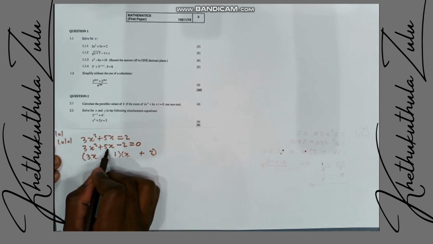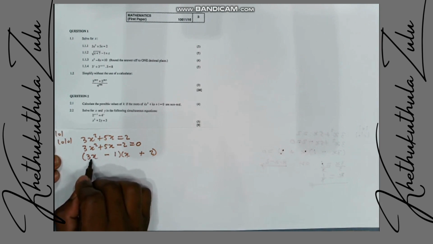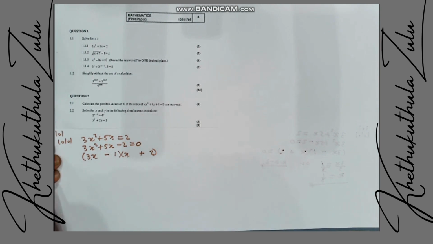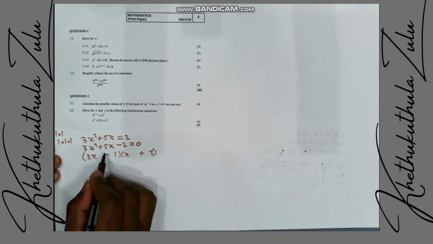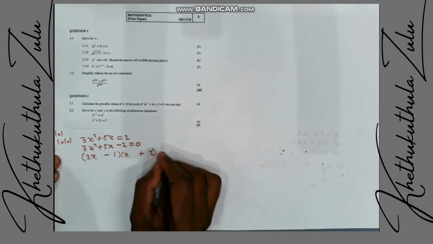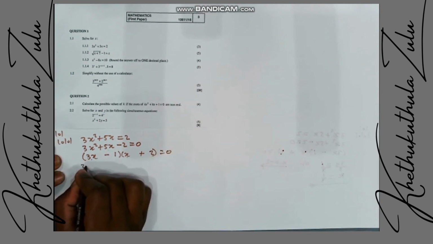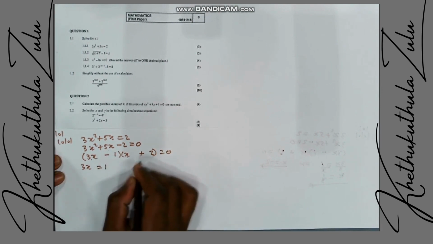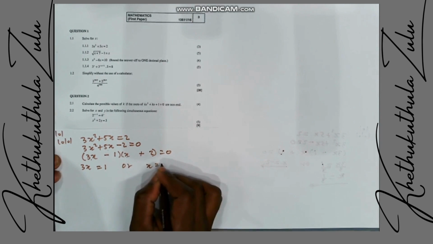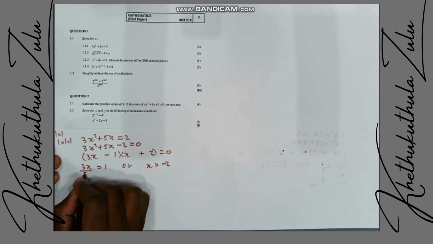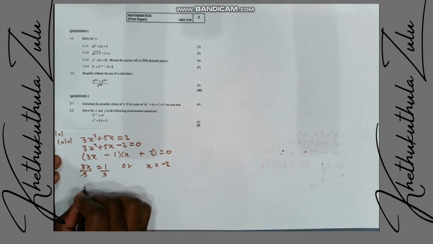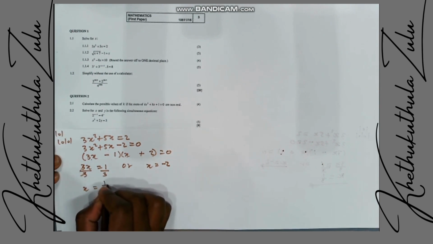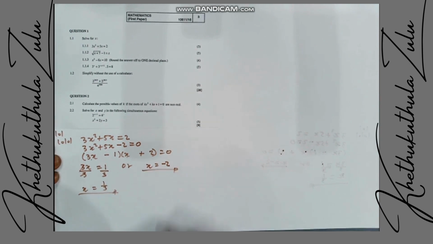Now I need to get this positive 5. How am I going to get this positive 5? When I multiply this and this, it gives me 6x, which is positive 6x, and then this and this give me negative 1x. And then 6x minus 1x is positive 5x. That's how I get this. And then it's equal to 0. Solving now, 3x minus 1 is equal to 0, or x plus 2 is equal to 0, so x is equal to negative 2. Here, still solve for x, divide by 3, divide by 3, x cancels x, and x is equal to 1 over 3. You're done with this one.